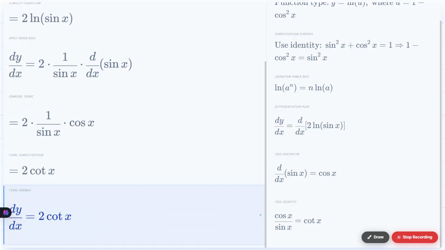The final answer is dy divided by dx equals 2 times cotangent x. We do this to state our result clearly. This is the finished solution.